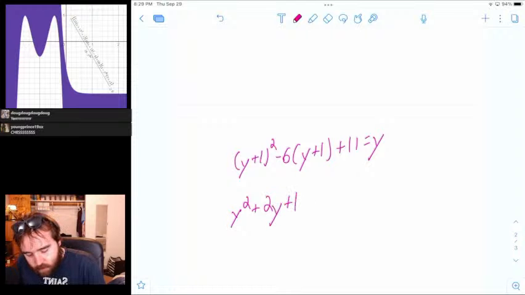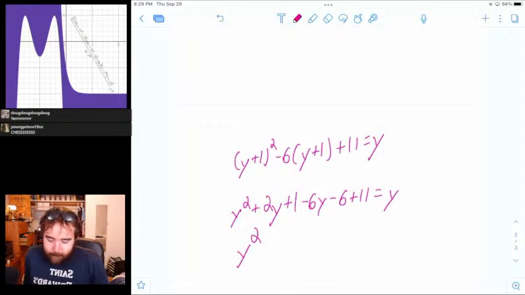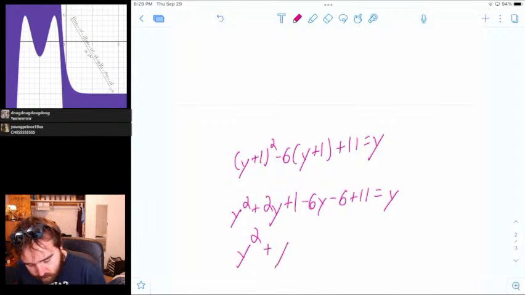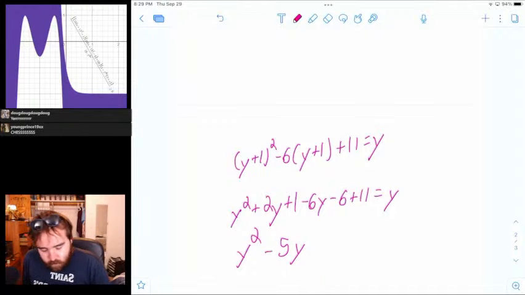So once you expand it all out, it would be y squared plus 2y plus 1 minus 6y minus 6 plus 11 is equal to y. Okay, and then subtract y, so everything is equal to 0. Then it's y squared plus y plus 1 minus 6y minus 6 plus 11 is equal to 0.